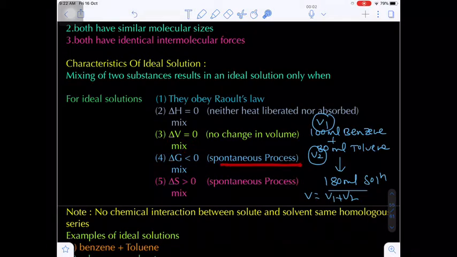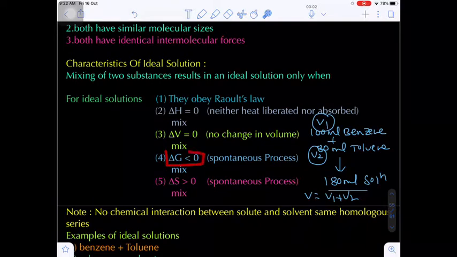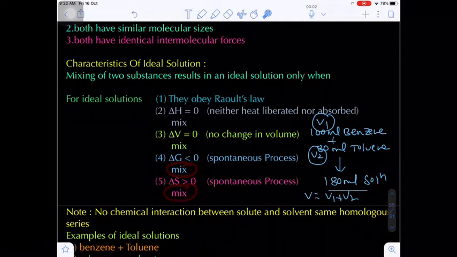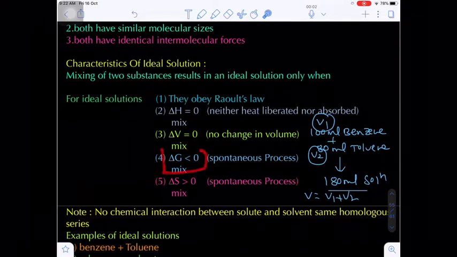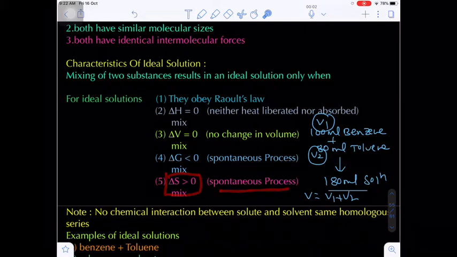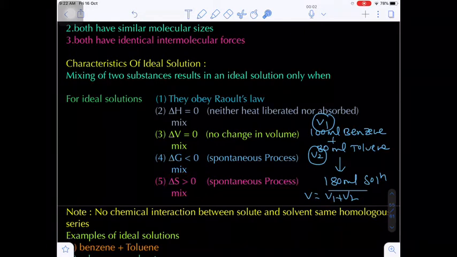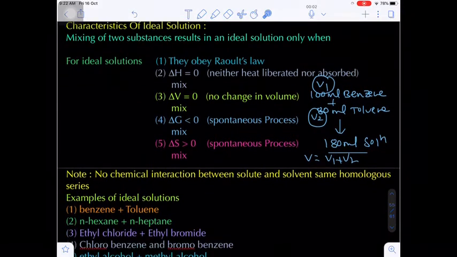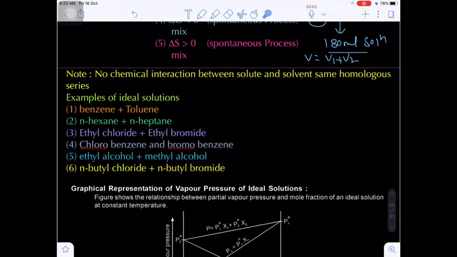Now, the important criteria for the spontaneity of a process, we know in the thermodynamics chapter, change in Gibbs energy must be negative and change in enthalpy must be positive. So for any two components of liquids, when we are mixing to form a solution, the criteria should be what? Change in Gibbs energy will be negative and change in entropy will be positive. So these are the basic conditions regarding the ideal solution. Are you getting my point?